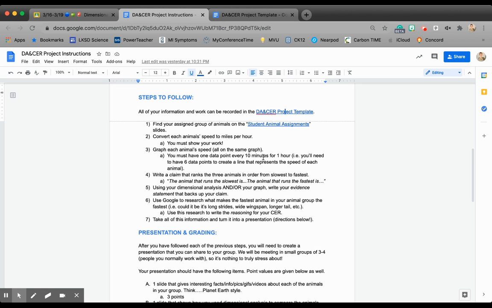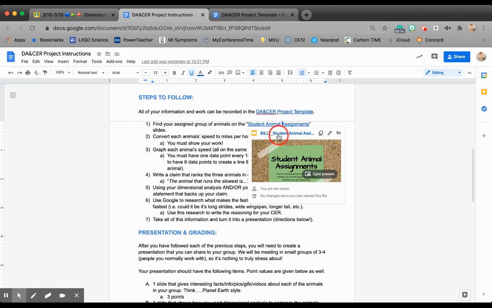So what are all of the pieces? Here's the steps that you're going to follow to do this project. First of all, you find your assigned group of animals on the student animal assignment slide. So let's go there first.